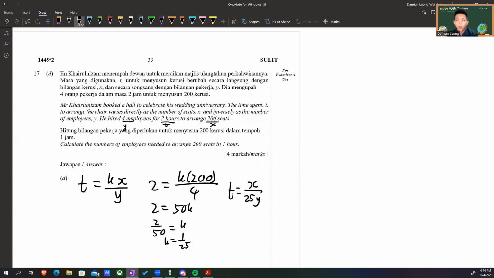So I want the number of employees, 1 hour, 200 seats. So bring up the Y. 200 divided by 25 is 8. So basically, 8 employees are needed.